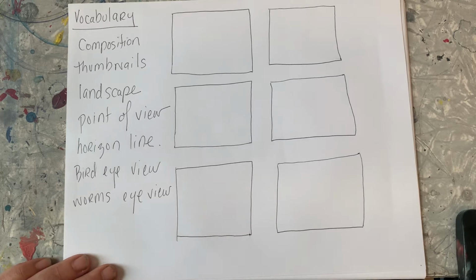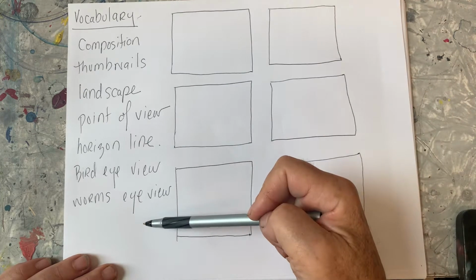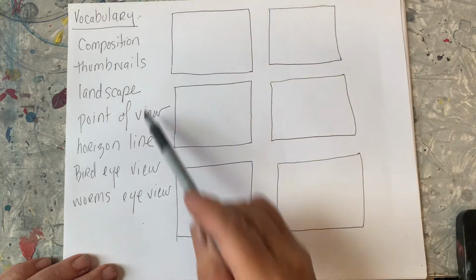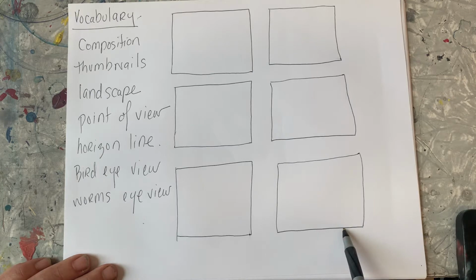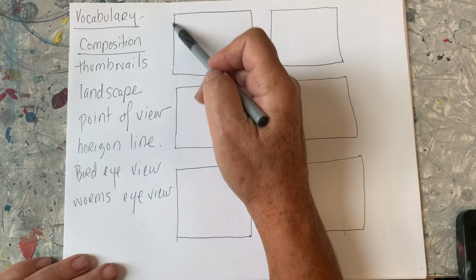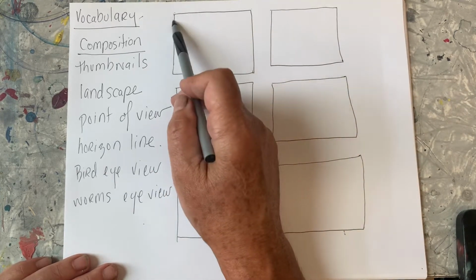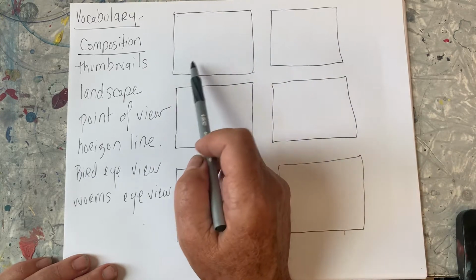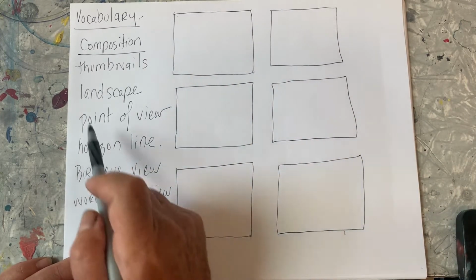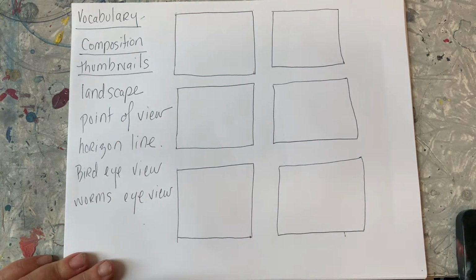Okay, so today I want to talk about this vocabulary list and how it applies to these rectangles that I've drawn on this side. The first thing is composition. The composition is how your picture plane, rectangle, square, whatever you're choosing to use, is divided. These are called thumbnail sketches. They're little miniature drawings that just help you think through your composition before getting too invested.